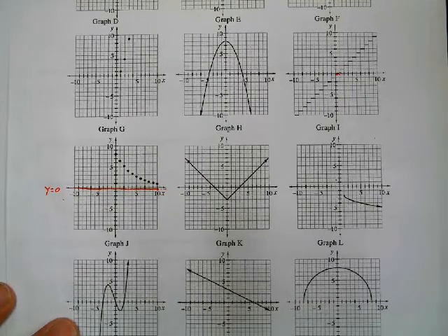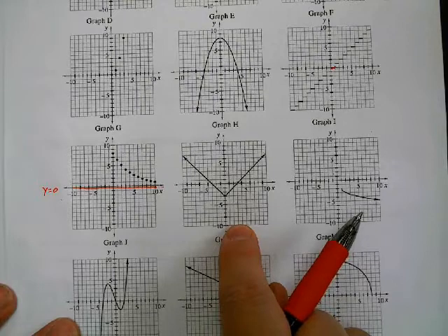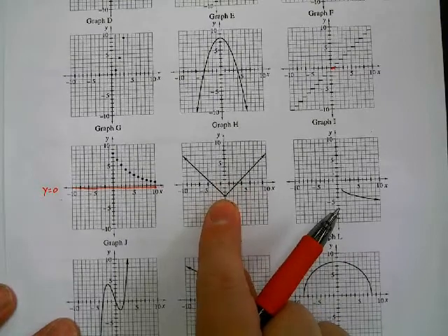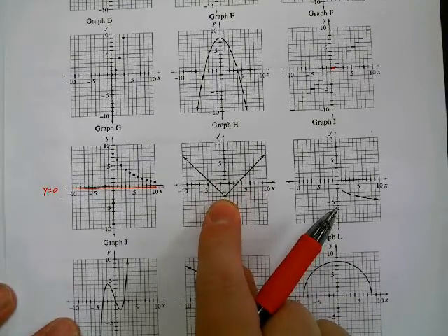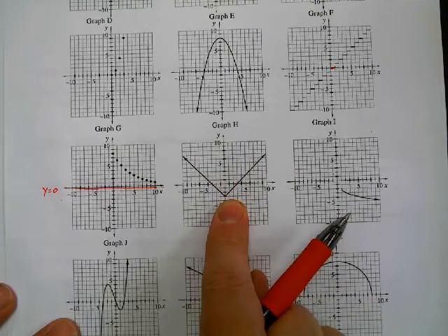All right, K, or is that H? That's H. This one, the function family is absolute value or linear absolute value. So when we get these V shapes, these are linear absolute value. They're made when you have an absolute value in your equation.